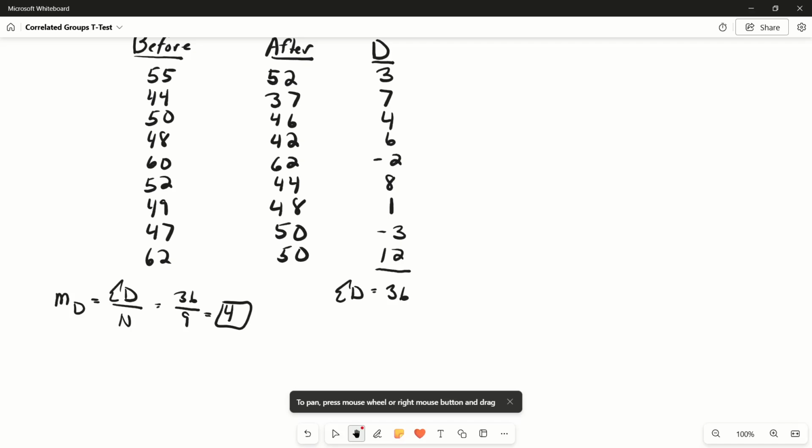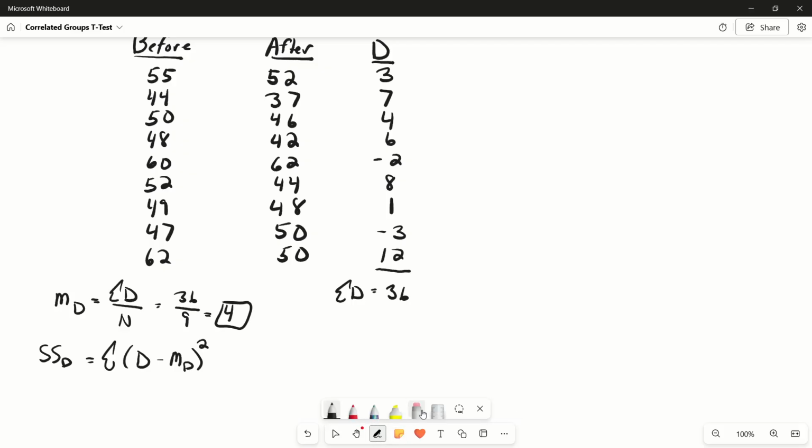Now we need to find the sum of squares of the difference scores. Now remember, this is like calculating variance, and there are 2 ways to do it. So you could do sum of squares D as the sum of D minus mean of D, squared, right? And that'll give you the sum of squares of the difference scores that way. This is a D, by the way, in case you think this is a key, it's a D. So let me write that a little better.